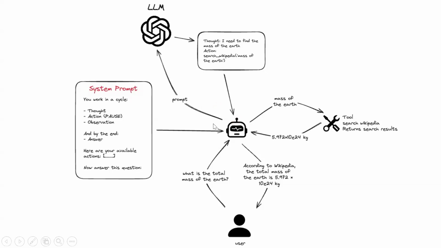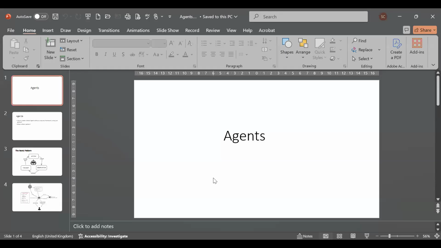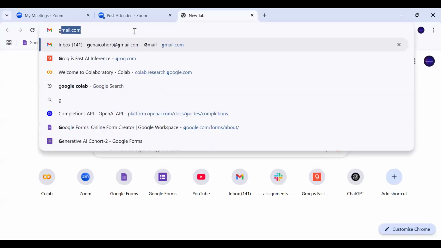So with this background, let's try how we can build our first agent. Okay, let me see if I have covered everything. All right. Yes, I think I have covered pretty much everything. So let's use Groq to build that. I will go to Google Colab.